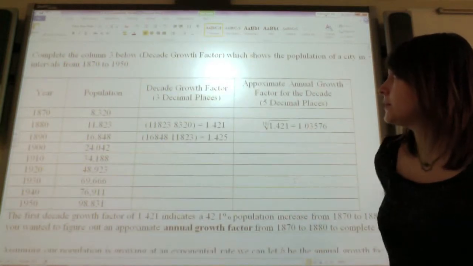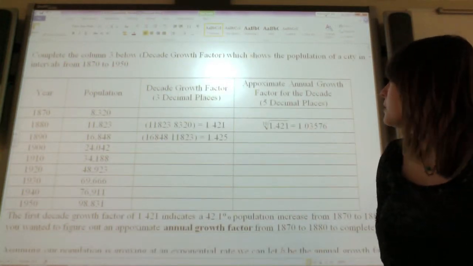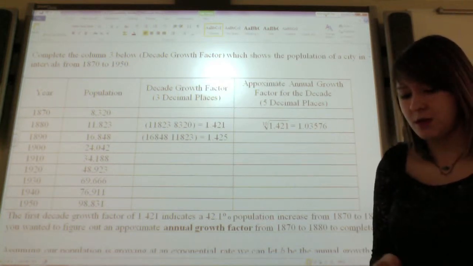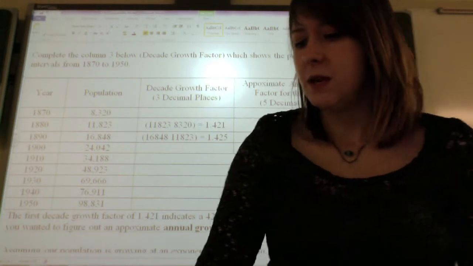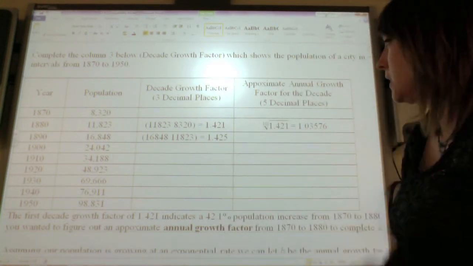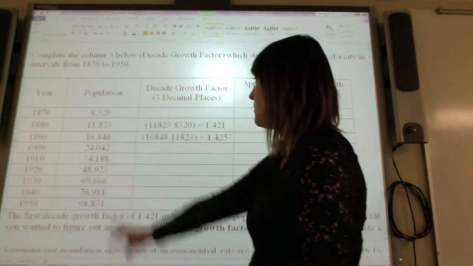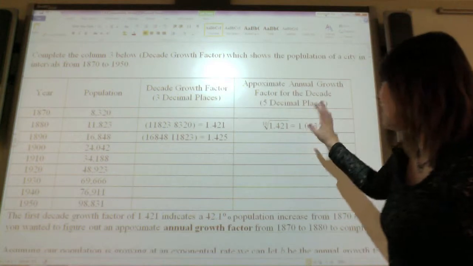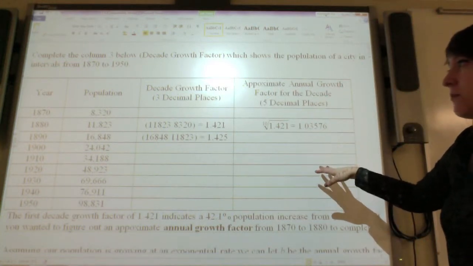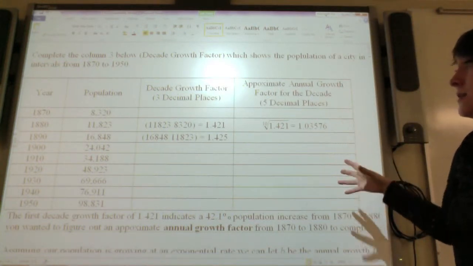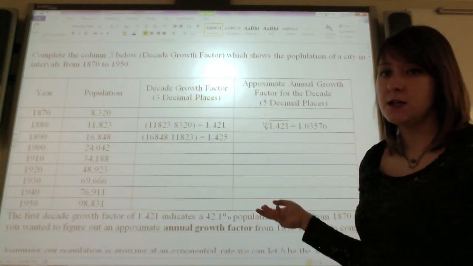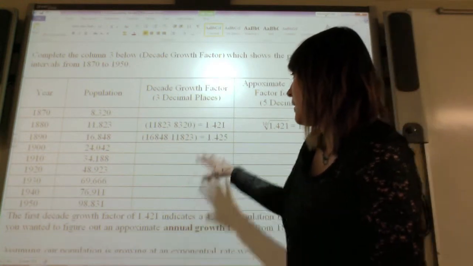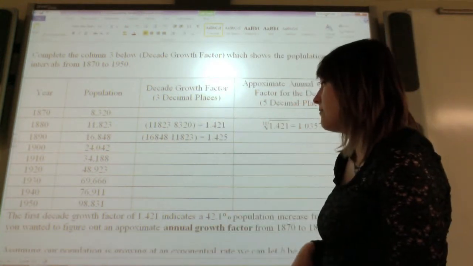Alright, complete the column 3 below, decade growth factor, which shows the population of a city in intervals from 1870 to 1950. So I want to complete this table. Basically what I'm looking at here is I've got the years, I've got the populations, and I want to figure out how much I'm growing by per decade, and then I want to figure out how much I'm actually growing by per year using the fact that I know that a decade is 10 years and I can take the 10th root of that.